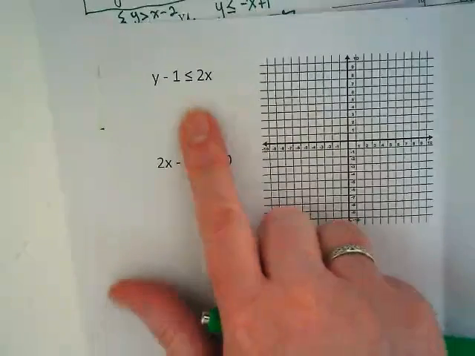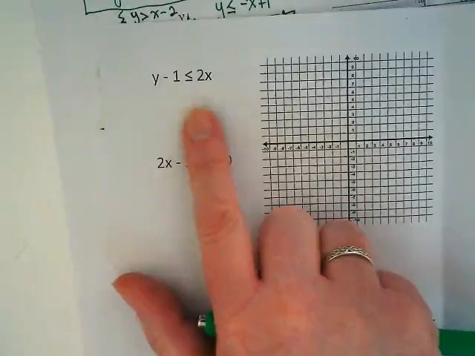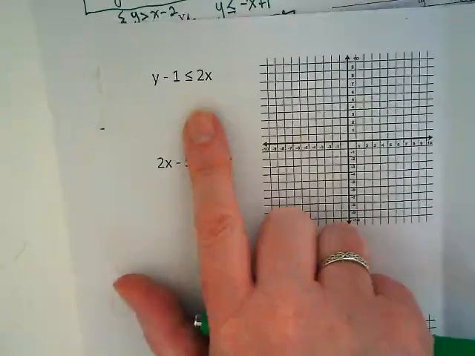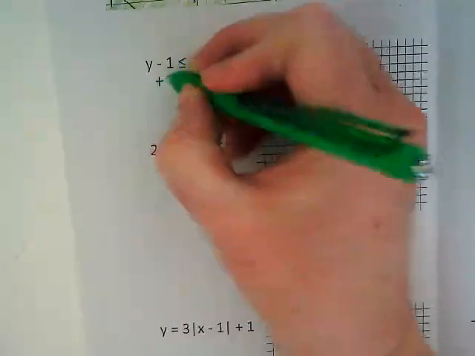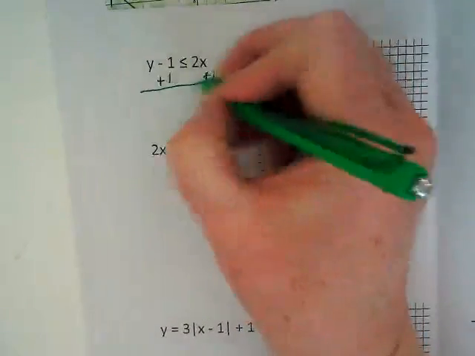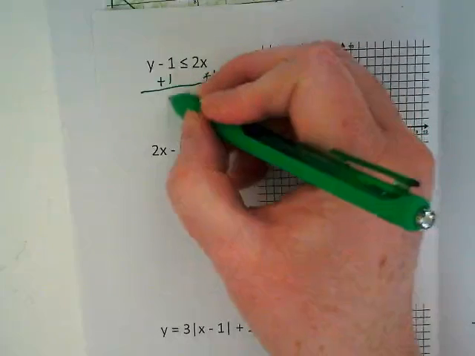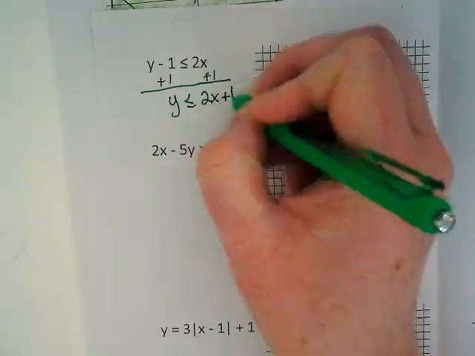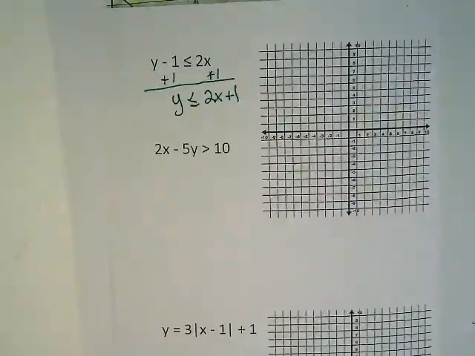Is this inequality in y equals mx plus b form? No, so we need to convert it to that in order to graph it. I'm going to add the 1 to both sides. And I get y is less than or equal to 2x plus 1. Any extras are by the door.